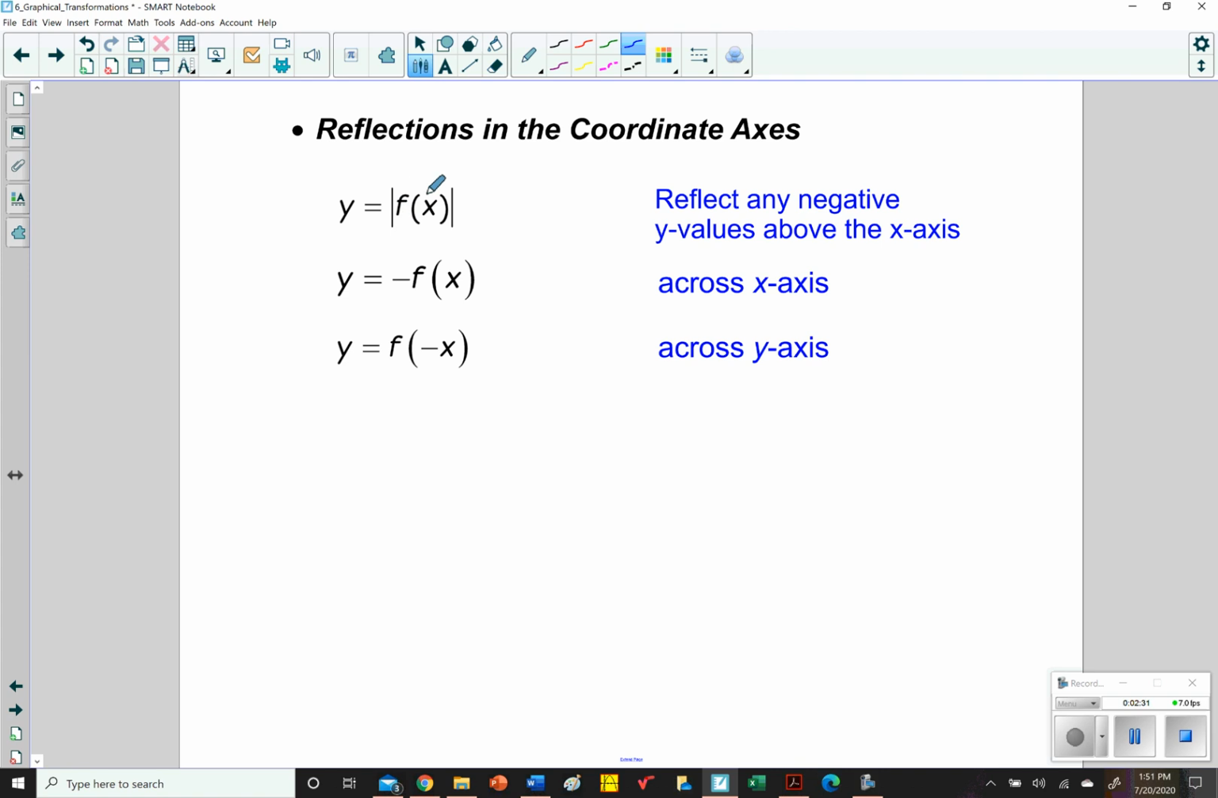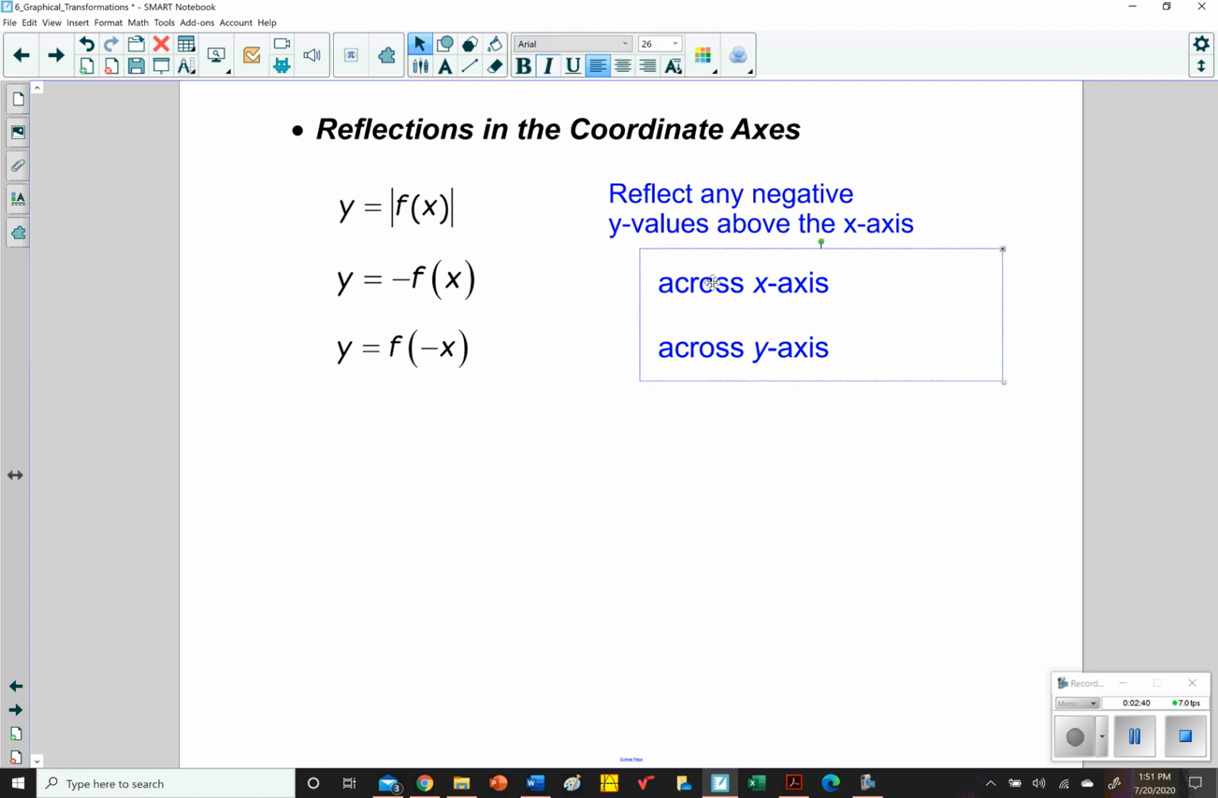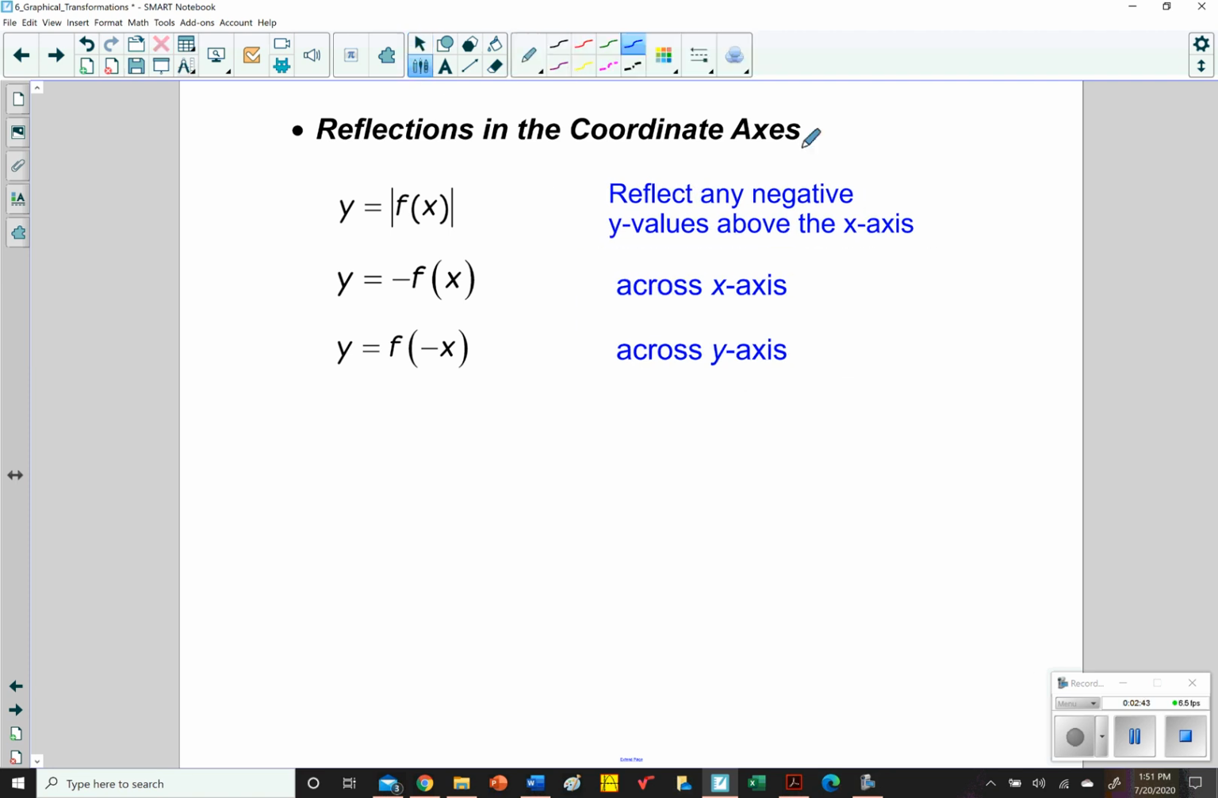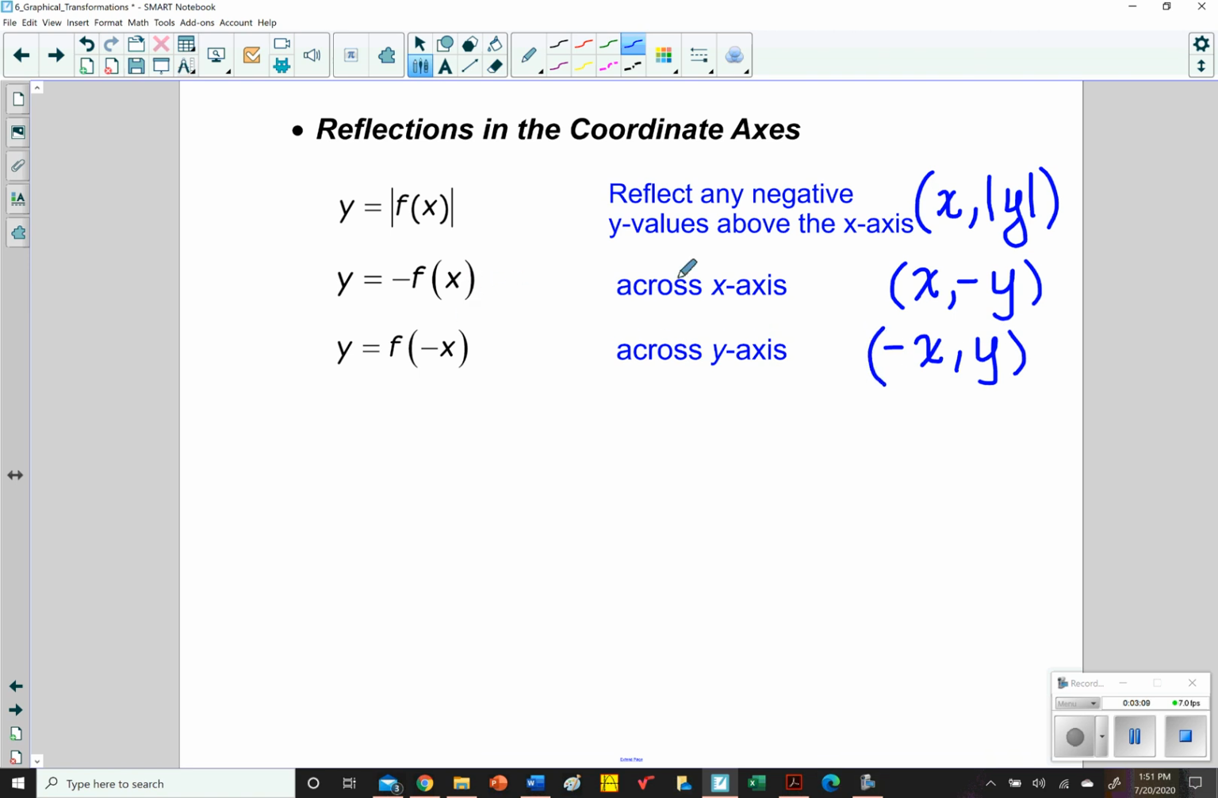When you want to take the absolute value of a y, you're going to reflect that negative y value across the x-axis. So the behavior, what you would want to do mathematically if you had a table of values, is you would take the absolute value of any y coordinate. Where negative or the opposite of f of x, you're going to keep the x and do the opposite of the y. And when the negative is on the argument, we're going to do the opposite of the x and keep the y. And those are going to cause reflections across the x-axis or across the y-axis.